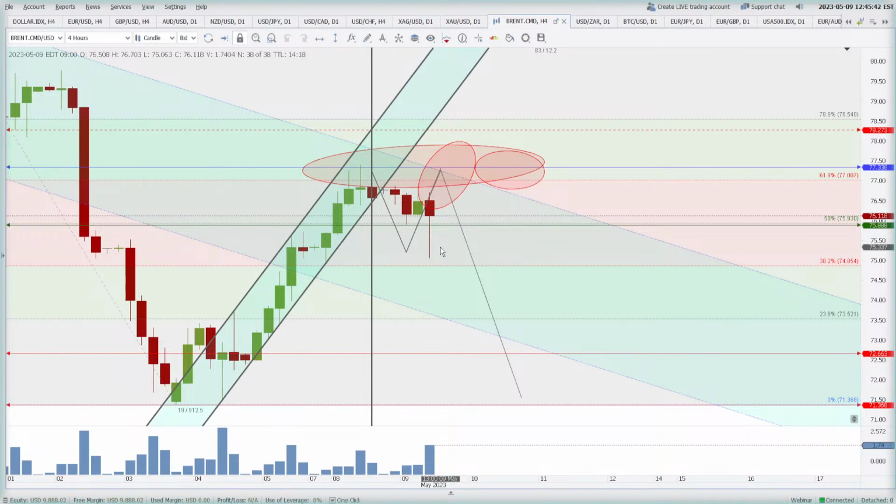But if we fail to close any day higher than 75.88, or in other words, if we close any day below 75.88, I think the lower levels, that is 72.66 and 71.36, will be exposed in this market.